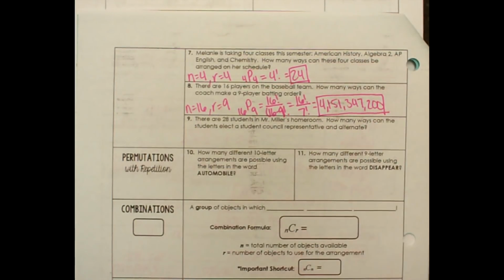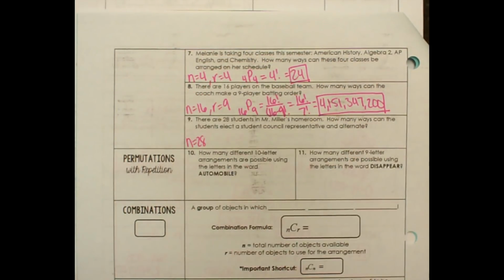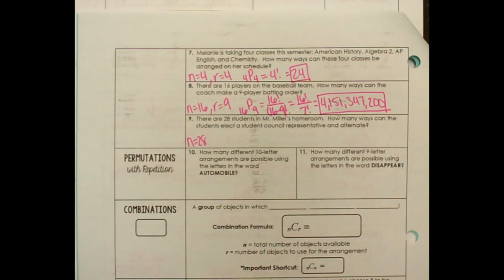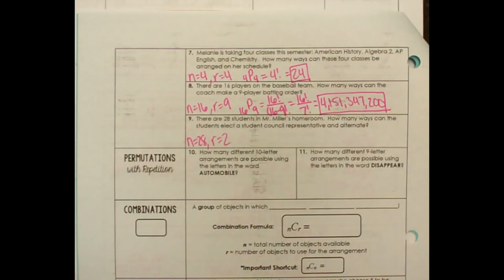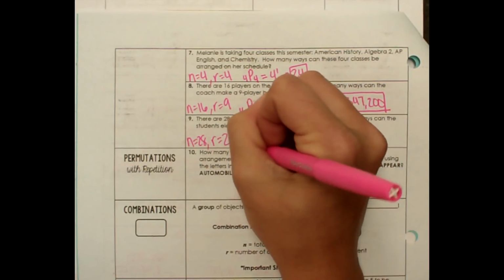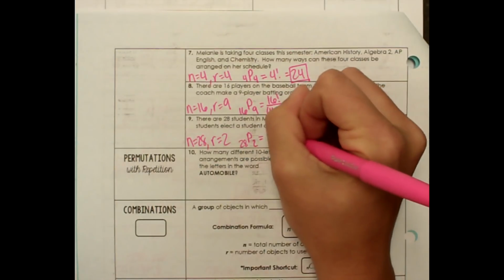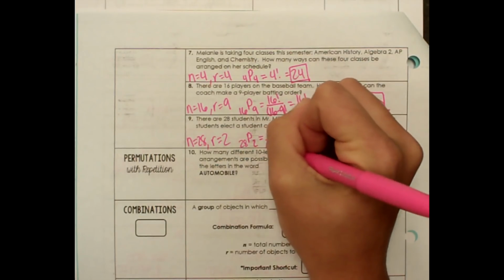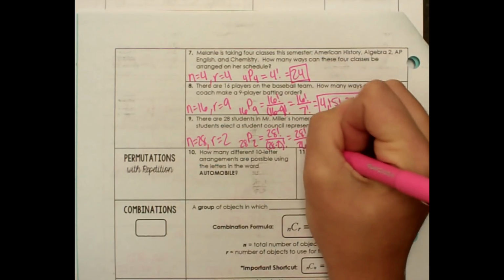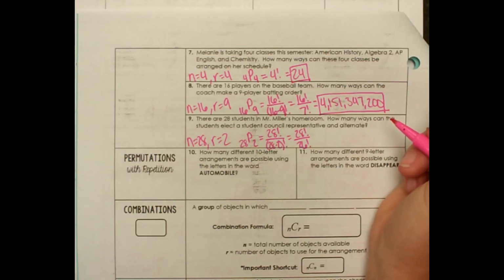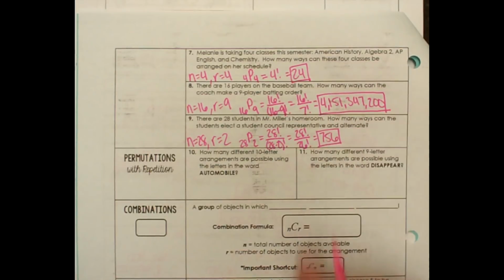All right, last one. There's 28 students in Mr. Miller's homeroom. So your number of objects is 28. How many ways can the students elect a student council representative and alternate? So you only need 2 positions. So that would be 28, which when you put it into your equation, it's 28 factorial over 28 minus 2 factorial, which is 28 times 27. You get that it's 756. Luckily, you can use your calculator.